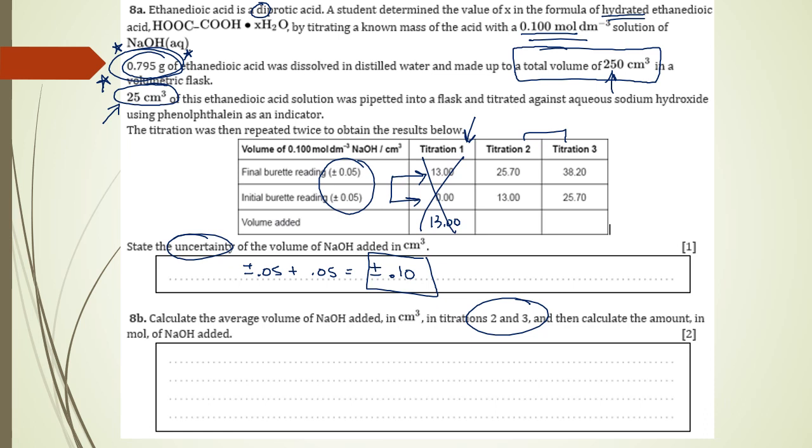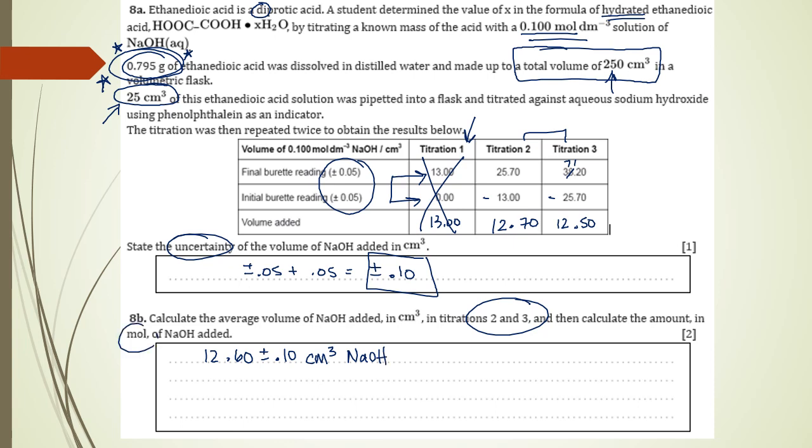Calculate the average volume of sodium hydroxide using titrations 2 and 3 only because we throw out titration number 1. So here we're going to, again, subtract 25.7 minus 13 gives us 12.70. And in this one, we get 12.50. I can actually find that average in my head. Halfway between 5 and 7 is 6. So our average is going to be 12.60 plus or minus 0.10 cubic centimeters of sodium hydroxide.